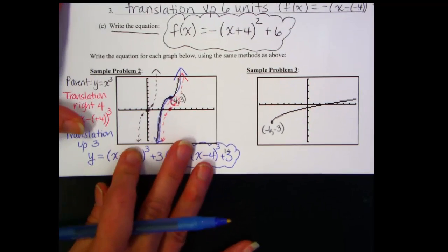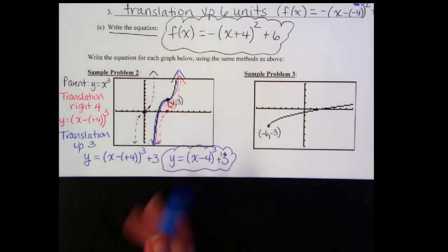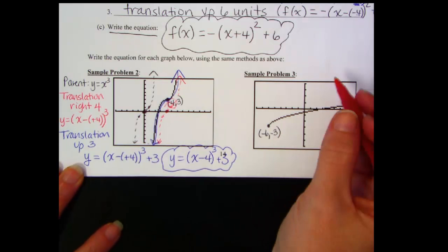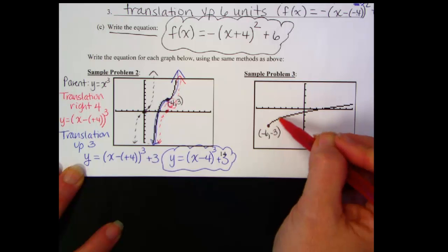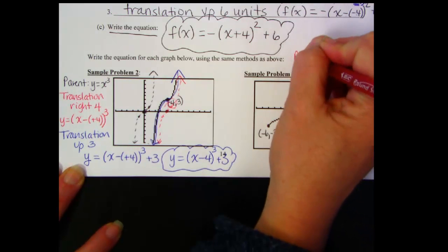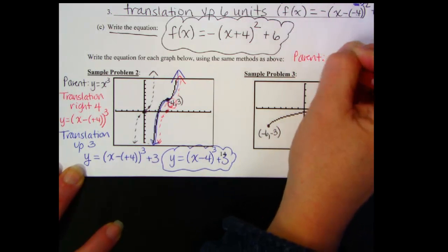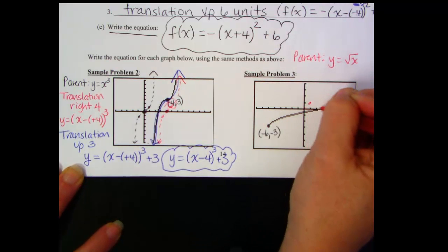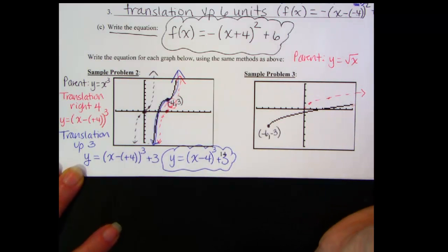Okay, the last example, sample 3, is very similar. And I want to show you, for those of you who have already noticed that some of these translations can be done in one step, that's fine. You just want to be careful, but it's not wrong to be able to save yourself some time and clean up some of your work. So first thing, of course, is to figure out the parent. This parent is our square root function. Y equals the square root of x. When I sketch that in, it looks something like that.